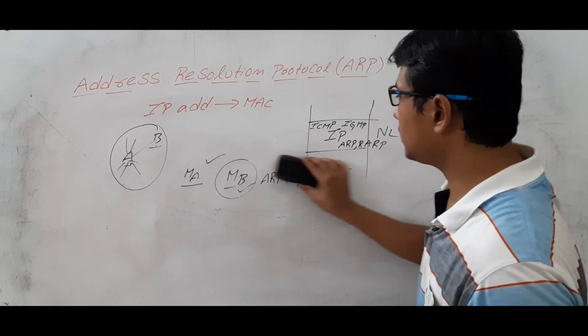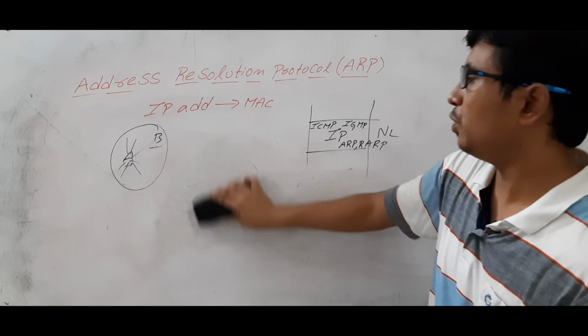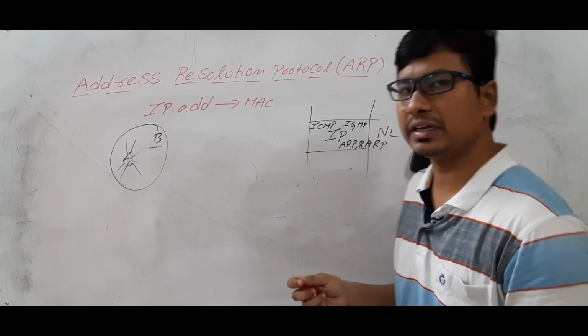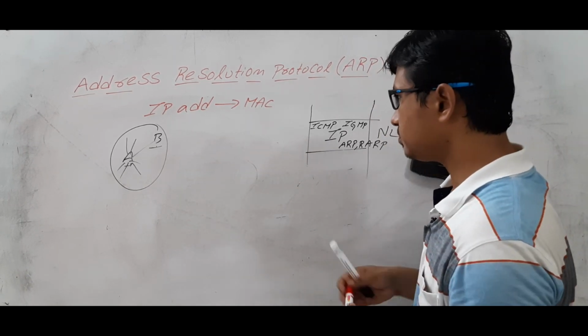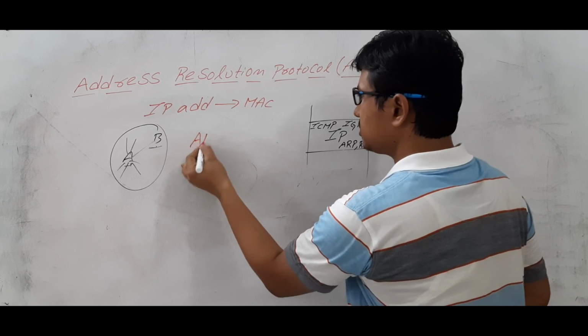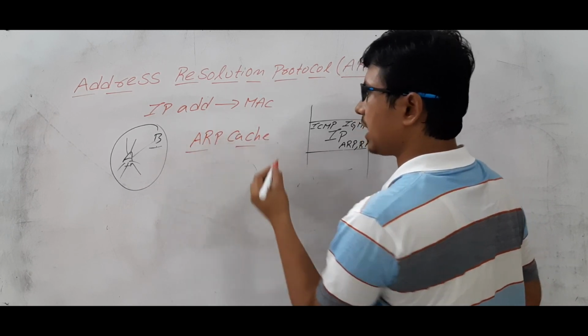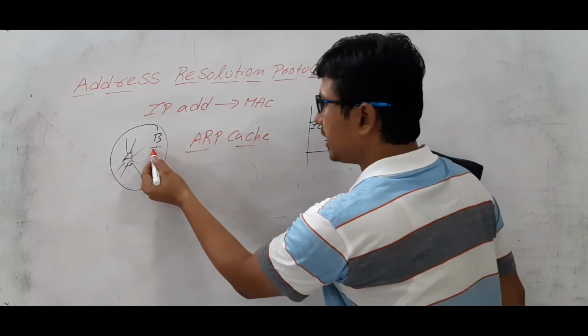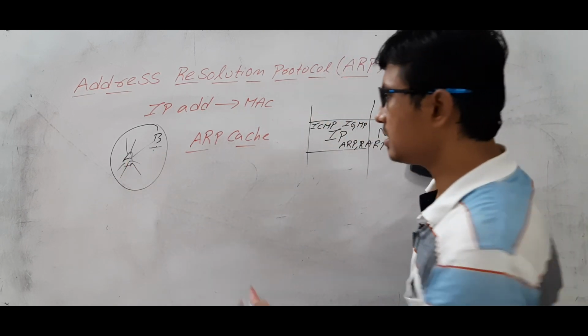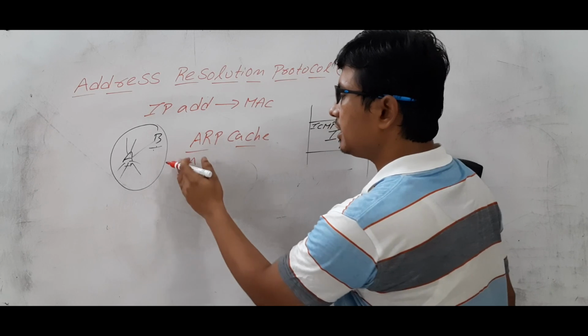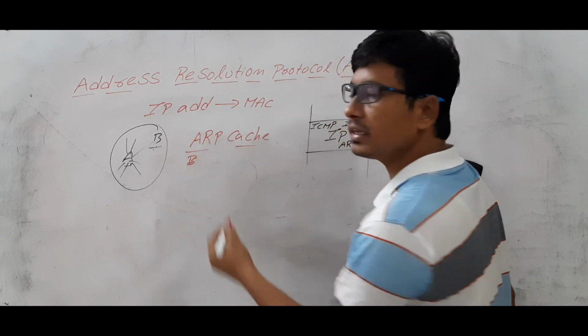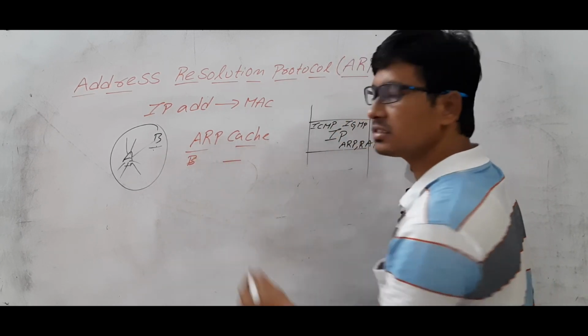And one more important thing is that there is also an ARP cache. Each node consists of an ARP cache. What is this ARP cache? Once you identify B's MAC address, A will store in its table that B is there and its MAC address is this much.